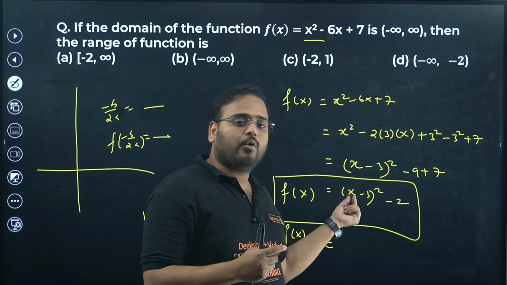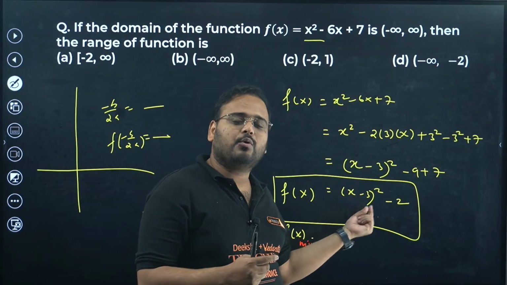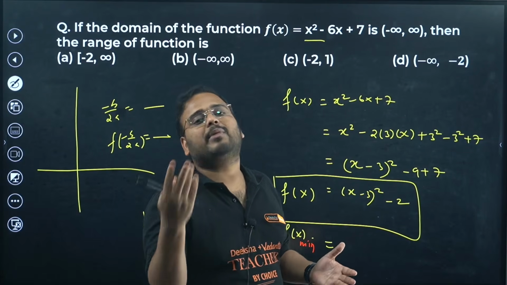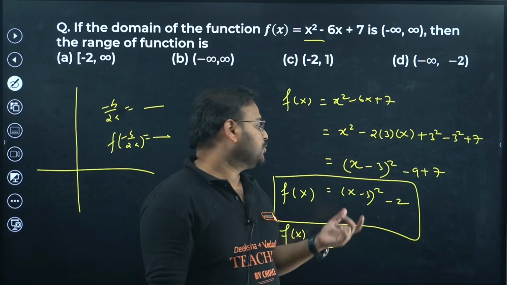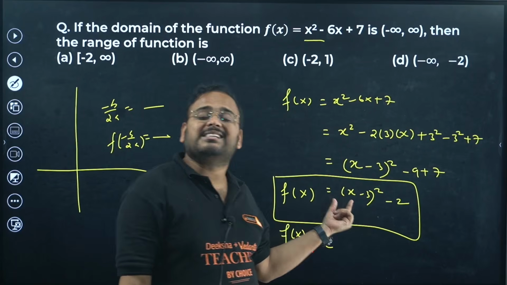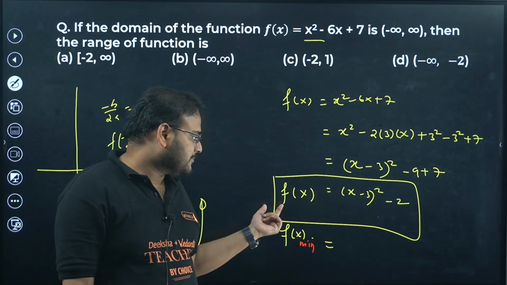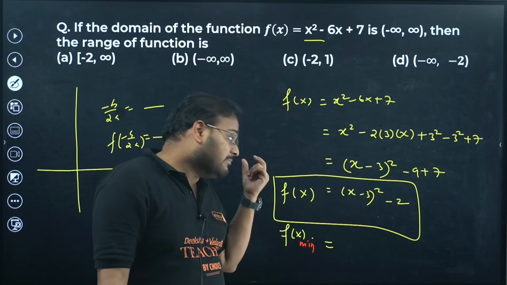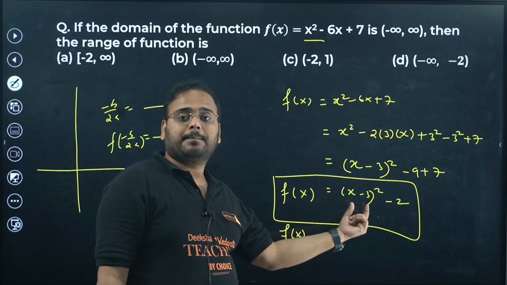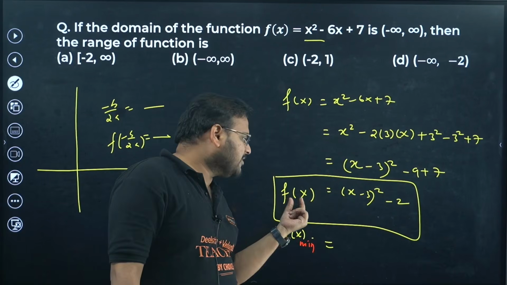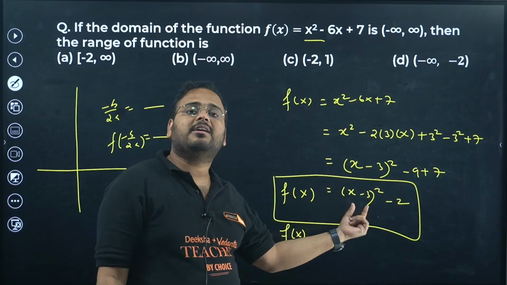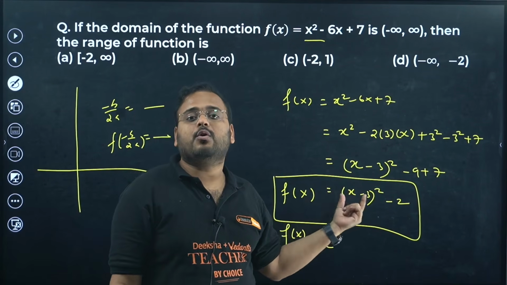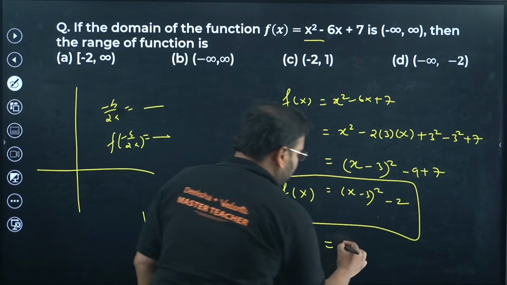When you put x as 3, it will become 0. What is the answer? Minus 2. So is minus 2 higher, or is minus 1 higher? Minus 1 is higher. So any positive value of this will increase the value of f of x. Means the minimum will occur when this is 0, and this is 0 when x is 3. So the minimum value is actually minus 2.